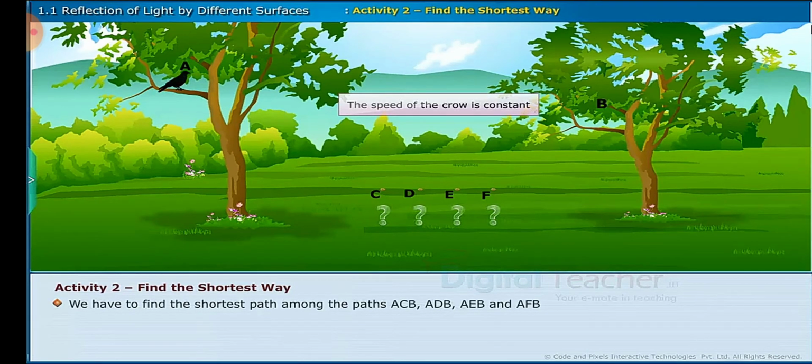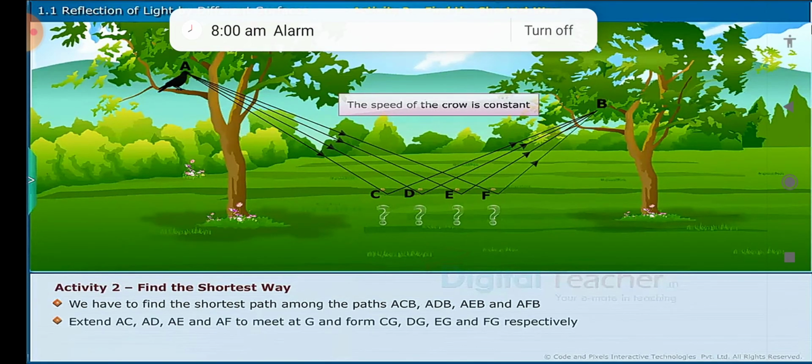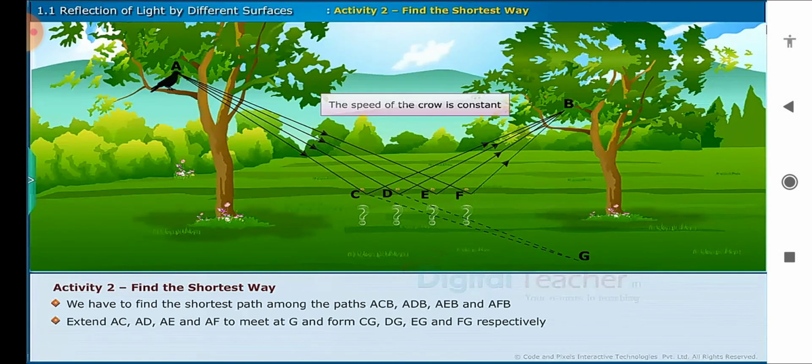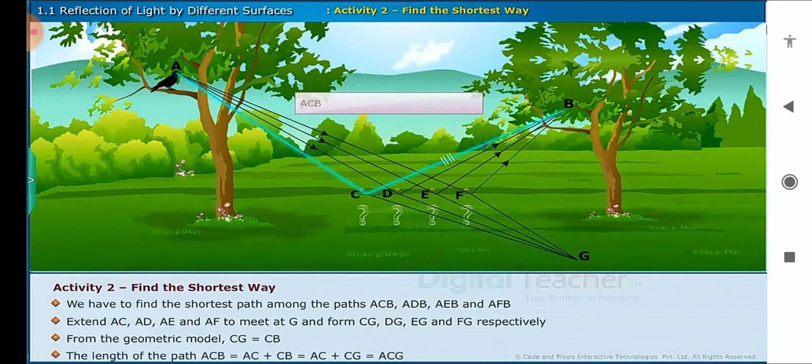We have to find the shortest path among the paths ACB, ADB, AEB and AFB. Extend AC, AD, AE and AF to meet at Z and form CG, DG, EZ and FG respectively. From the geometric model, CG is equal to CB. The length of the path ACB is equal to AC plus CB, which is equal to AC plus CG, which is equal to ACG.